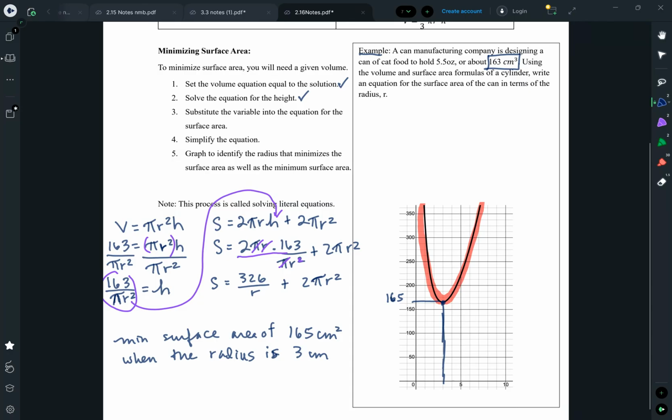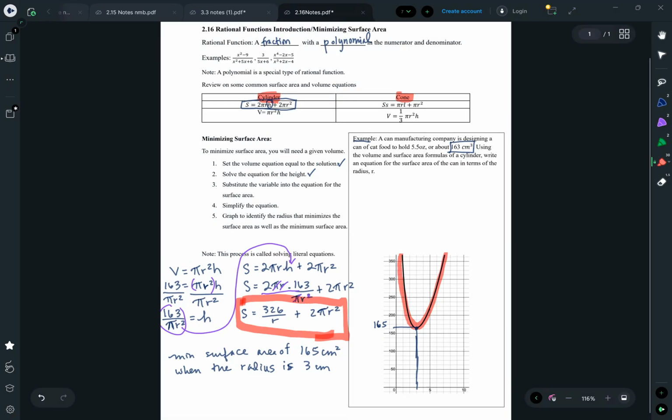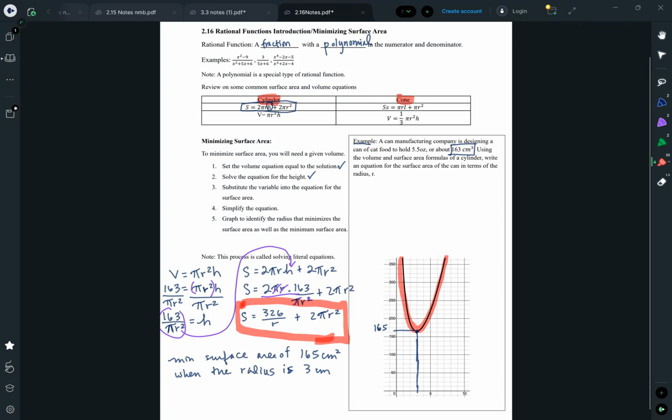So then the next thing you'd want to do is check that can size and see if that's going to be easy for people to grab and hold, and make sure that it's going to work for that as well. So this was just a really quick example. This is a polynomial equation, right? It's what we've been talking about. 326 over r is rational. We've got that fraction going on there. So this is just to get you thinking about all the different things we can do with rational functions in this chapter. So as always, if you need help, please make sure that you ask.